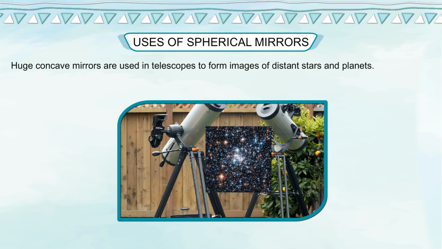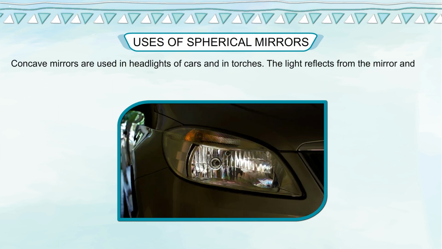Huge concave mirrors are used in telescopes to form images of distant stars and planets. Concave mirrors are used in headlights of cars and in torches. The light reflects from the mirror and converges to form a bright beam.